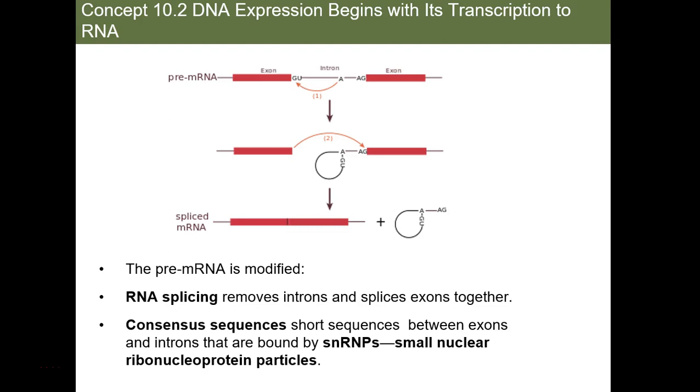Pre-mRNA is modified by RNA splicing, which removes introns and splices the exons together. It does this by using snRNPs, small nuclear ribonucleoprotein particles that bind to exons and introns. snRNPs bind to consensus sequences, which are short sequences of RNA.